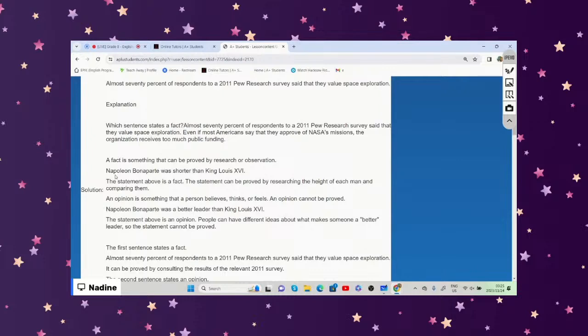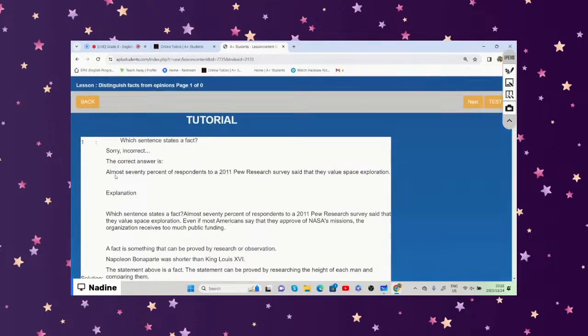So, once again, a fact is something that can be proven by research and observation, whereas an opinion is something that you believe in, something that you think and you feel. And an opinion cannot be proven. So now it says, what sentence states a fact?